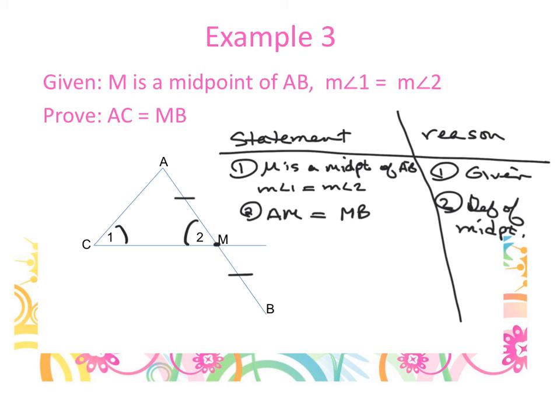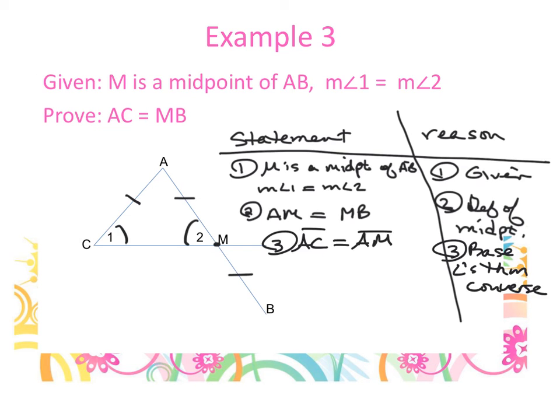Now, remember, our goal here is to get AC equaling MB. So now what I can do is bring in what I just learned, my base angles converse. And because angles 1 and 2 are congruent, then that tells me that side AC is congruent to AM. But notice it's already got a mark, so I'm going to change that to a black one over here. So now I can say that AC equals AM, and that reason is the base angles theorem converse.